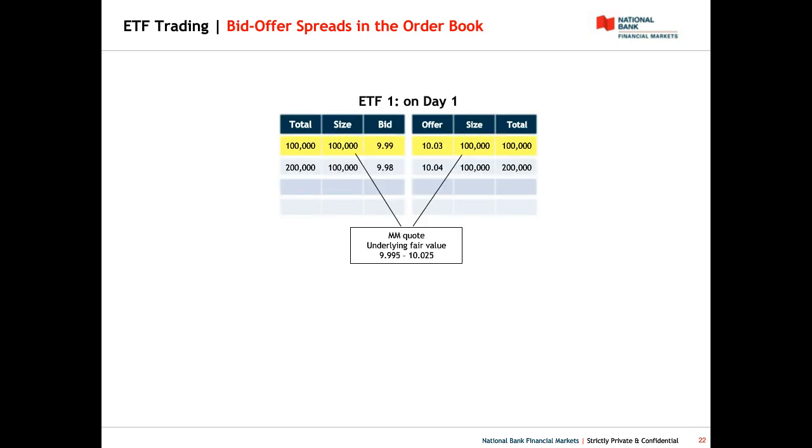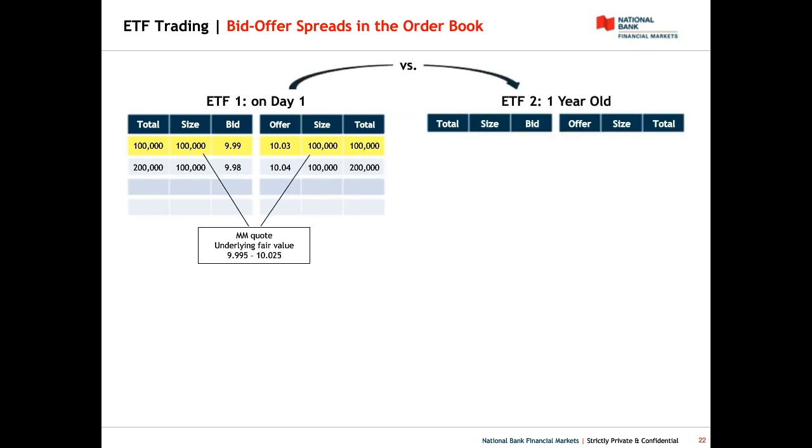The next slide here, we compare two ETFs that have exactly the same underlying. The first day of trading for ETF 1, and ETF number 2 has been trading for 1 year. For simplicity, let's assume that they both have the same fair value of 9.995 to 10.025. So market makers will be quoting 9.99 to 10.03, not tighter than that.